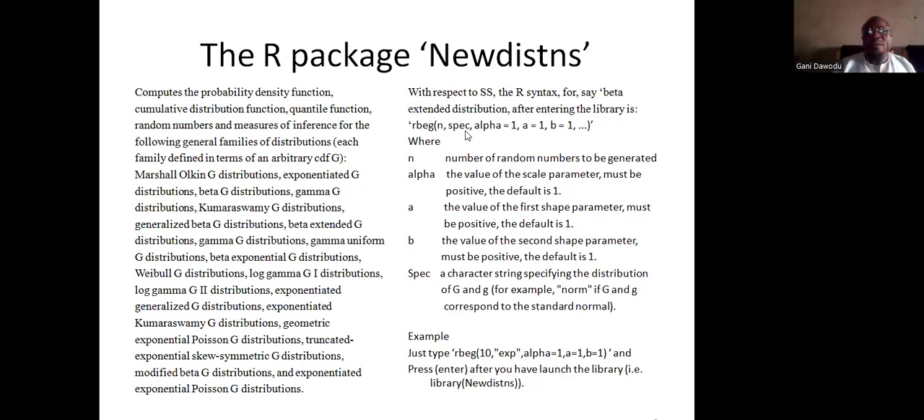If for instance you want to use the beta extended distribution to simulate, this is the syntax. An example is that you want 10 values. These are the scale and shape parameters. By default, they will be 1 anyway. If it's anything different from 1, put whatever you want it to be there. And that will be it.